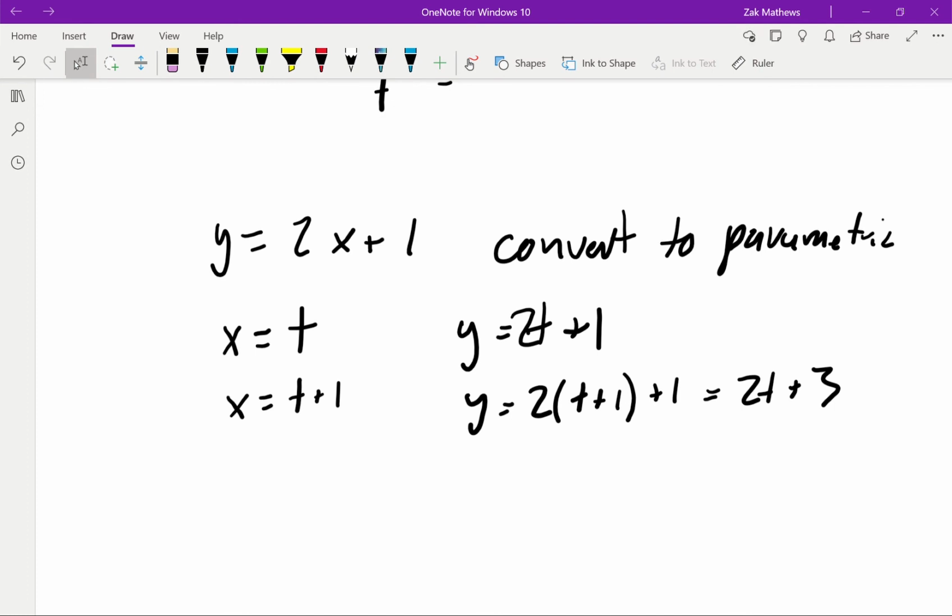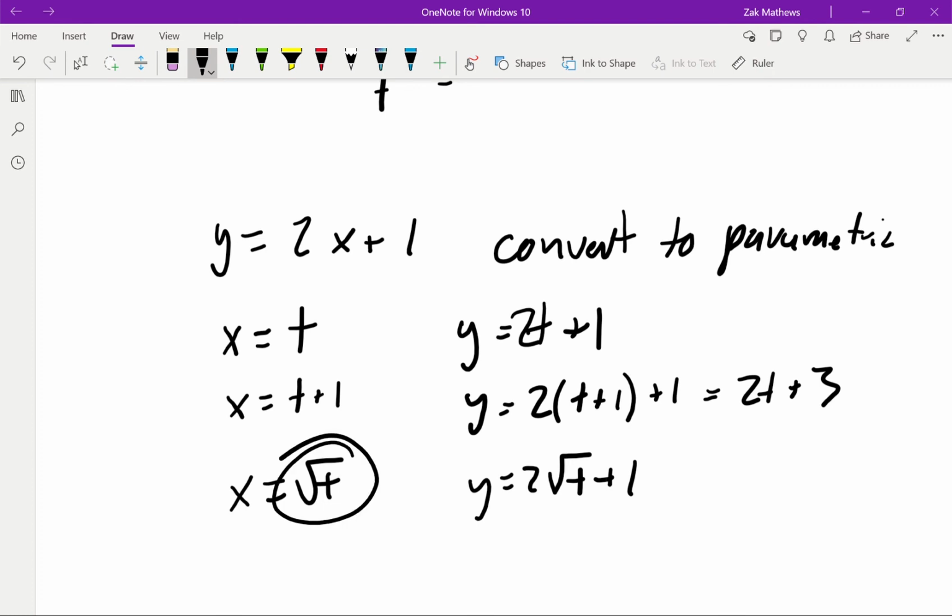But then we have to start also thinking about, well, am I creating restrictions? So for instance, if I were to say, let's let x equal the square root of t, we could write y is equal to 2 square roots of t + 1. I wouldn't want to do this because that's creating an unnecessary restriction, a restriction that's not supposed to be there. It doesn't give me the full line anymore, so that's not good. So I'd absolutely stick with the easiest form.